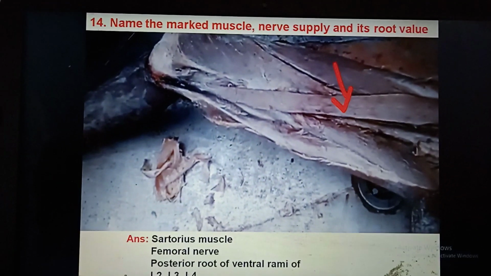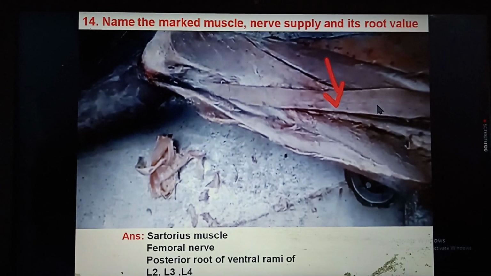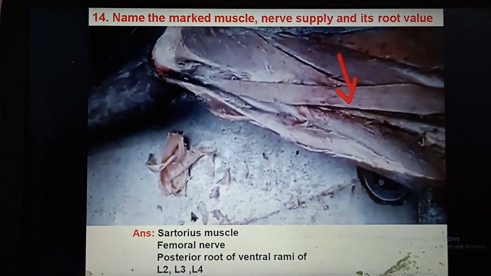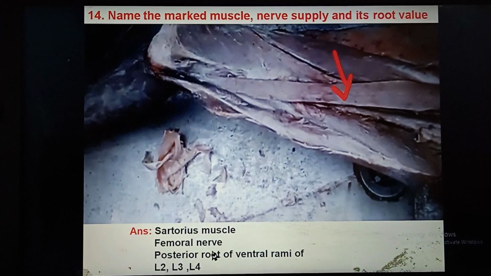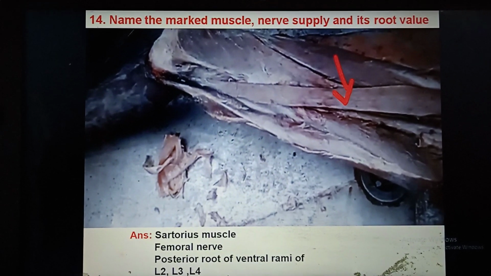Name the marked muscle, nerve supply and its root value. The marked muscle is in the front of the thigh, and here is the sartorius muscle. The nerve supply is the femoral nerve, which is from the posterior divisions of the ventral rami of L2, L3 and L4.